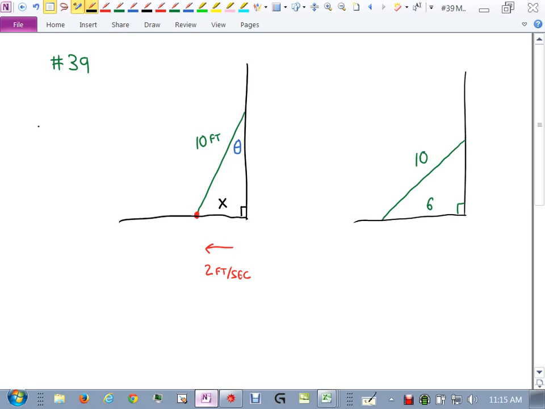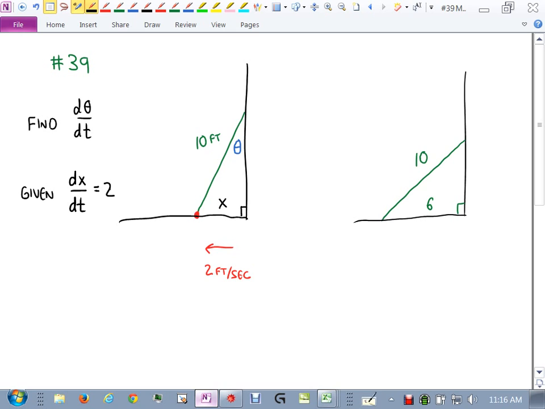I'm trying to find what here? d theta dt, right? I'm trying to find the rate at which the angle is changing. I labeled the angle theta, so I want d theta dt. I'm given in the problem that the bottom of the ladder, this point, is moving 2 feet per second. That means the x is changing that fast, right? So dx dt is given to me to be 2.